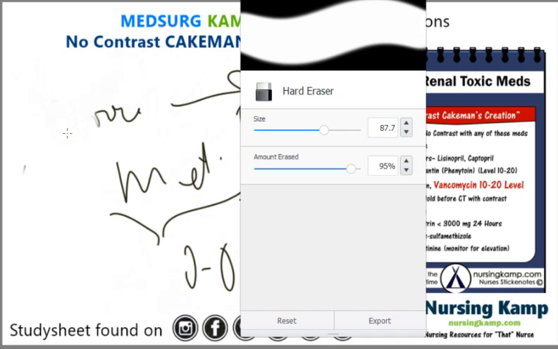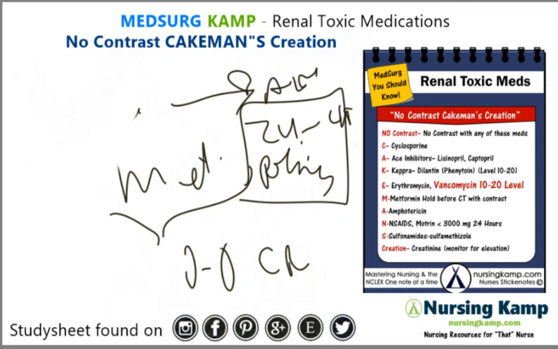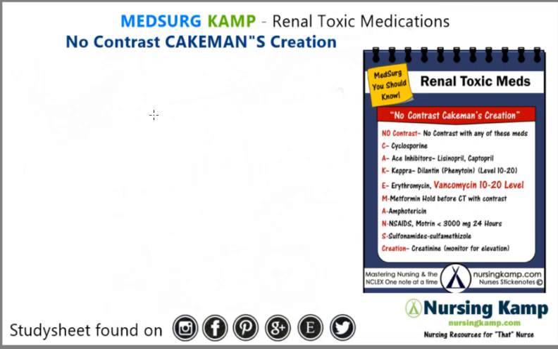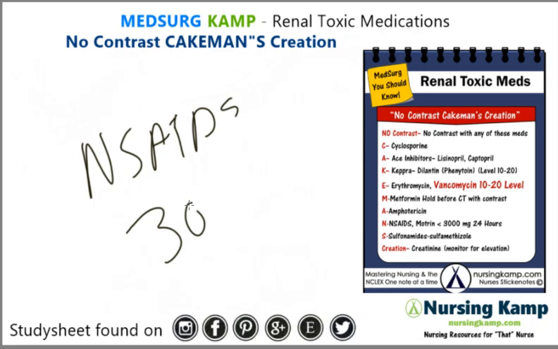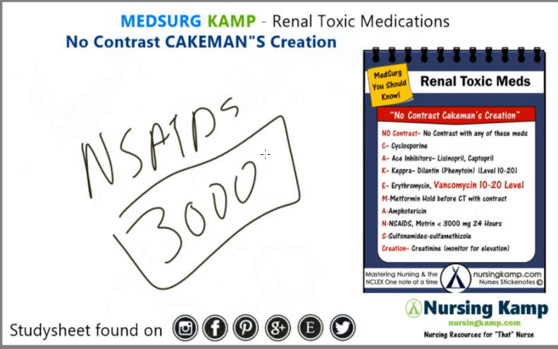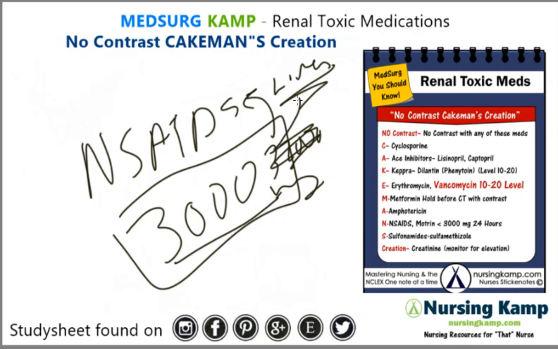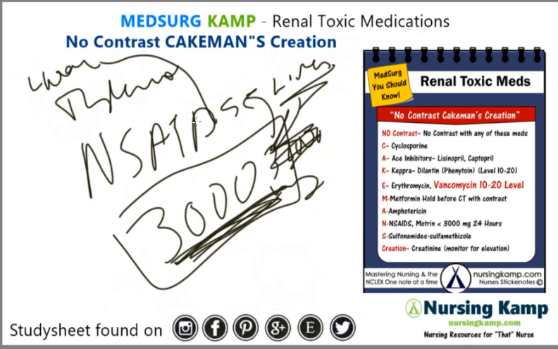Next is amphotericin, which I like to call amphoterrible, and then NSAIDs like Motrin and Advil. It's also liver toxic. The magic number is 3,000. Also, I've seen 3,200, but 3,000 seems to be the most likely. Remember that Motrin is also liver toxic, so that's why there's a limit on how much you should be taking. As well as Tylenol is liver toxic, and Tylenol is 4,000 milligrams, but Tylenol is not affected by the kidneys.